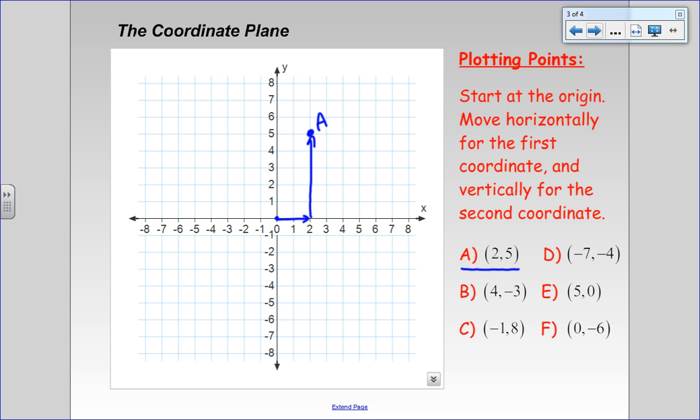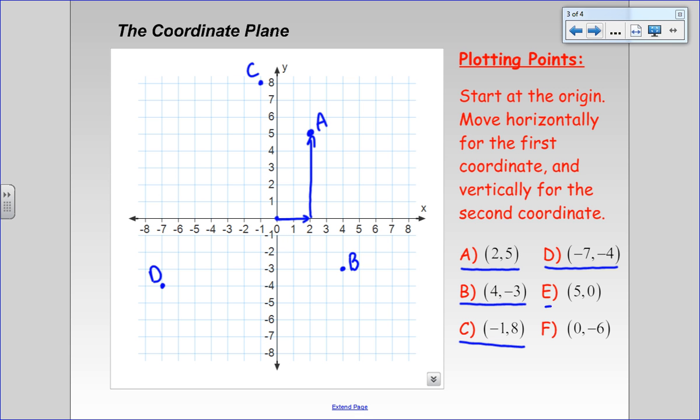Similarly, we could plot point B, (4, -3), by moving 4 units to the right on the x-axis, and then 3 units down on the y-axis to this location. Point C, (-1, 8), would be found by moving 1 unit to the left on the x-axis, and then 8 units up on the y-axis to this location. Point D, (-7, -4), is found by moving 7 units to the left on the x-axis, and then 4 units down along the y-axis. So point D is located there.